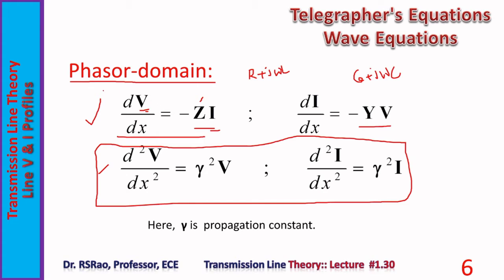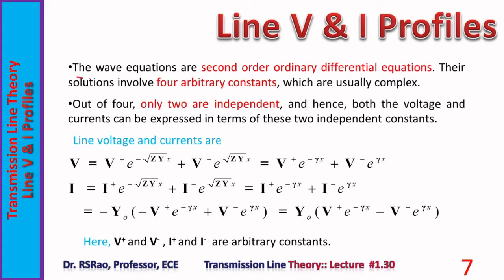First set is telegrapher's line equations or transmission line equations, whereas second set is wave equations. Here gamma is there. Gamma means propagation constant. The wave equations, one can notice, are second order ordinary differential equations in phasor form. Their solutions involve four arbitrary constants. There are two equations, second order equations. So the solution of each equation involves two arbitrary constants. Four arbitrary constants exist in the solution of the two equations.